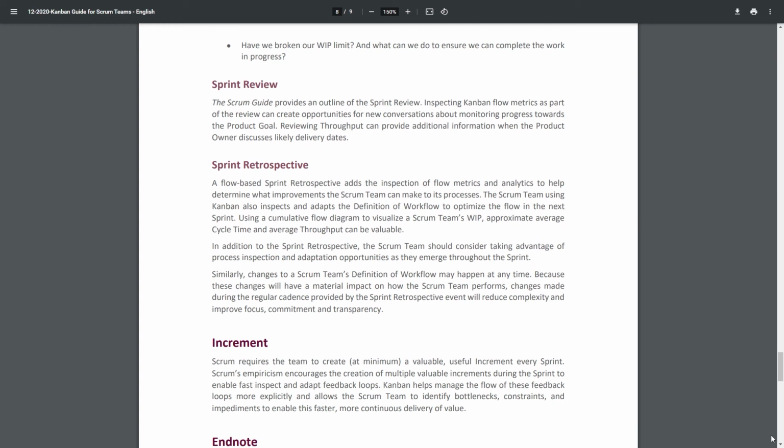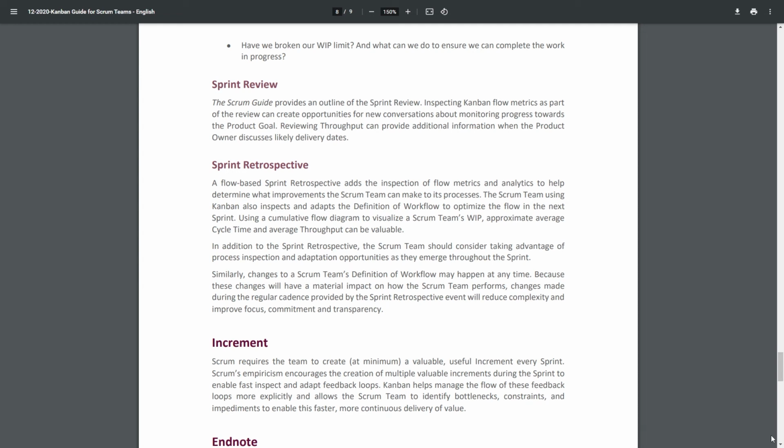Sprint review. The Scrum Guide provides an outline of the sprint review. Inspecting Kanban flow metrics as part of the review can create opportunities for new conversations about monitoring progress towards the product goal. Reviewing throughput can provide additional information when the product owner discusses likely delivery dates.